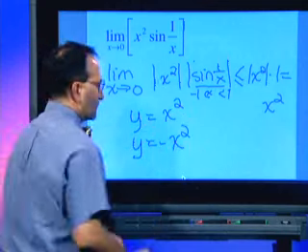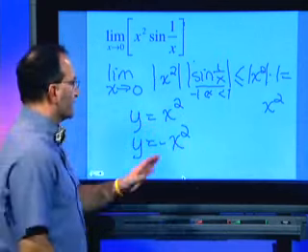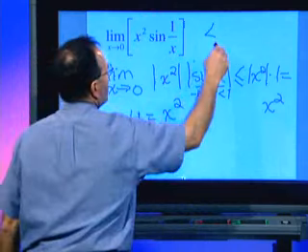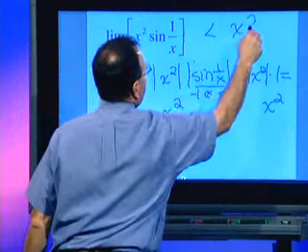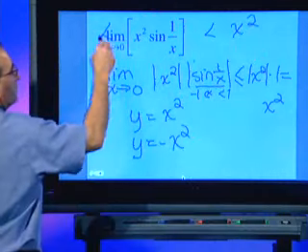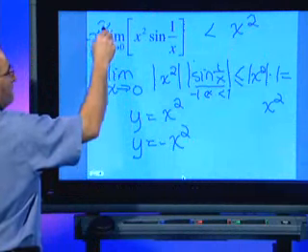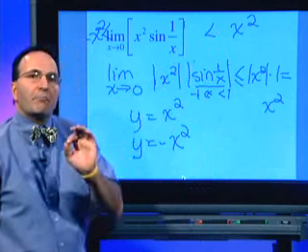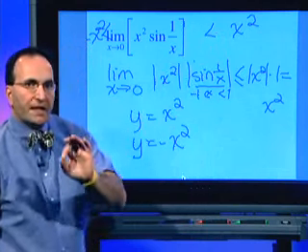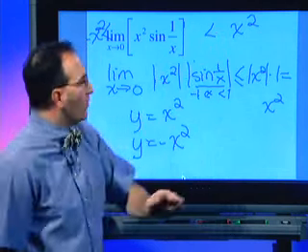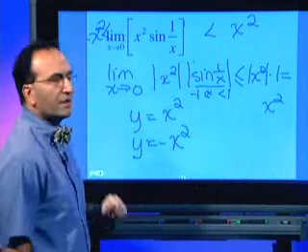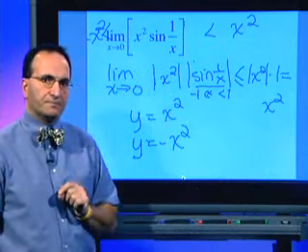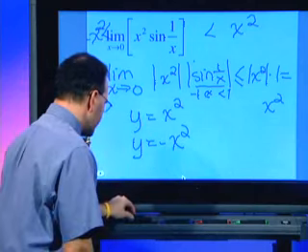And that's where the sandwich theorem comes in, because we can graph y equals x squared and y equals negative x squared, and say that this is going to be sandwiched between those two values. And in that case, they are both approaching a limit of 0, which means that this must also be approaching a limit of 0. Okay.